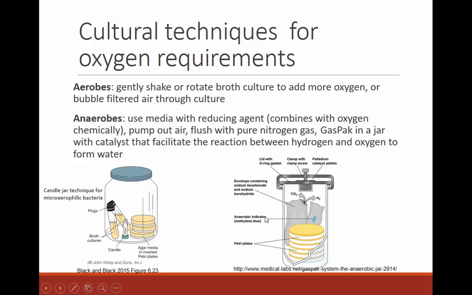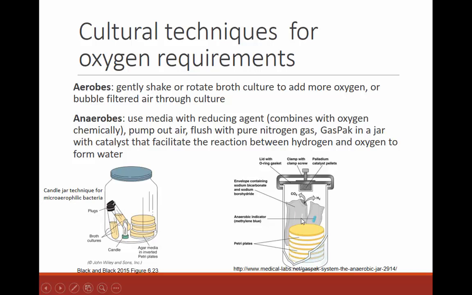Or if we wanted to get rid of the oxygen, we have the capability of putting the plates in jars and getting rid of the oxygen in the jars. So it might be that we burn a candle, so it burns off all the oxygen and then you're left with no oxygen.